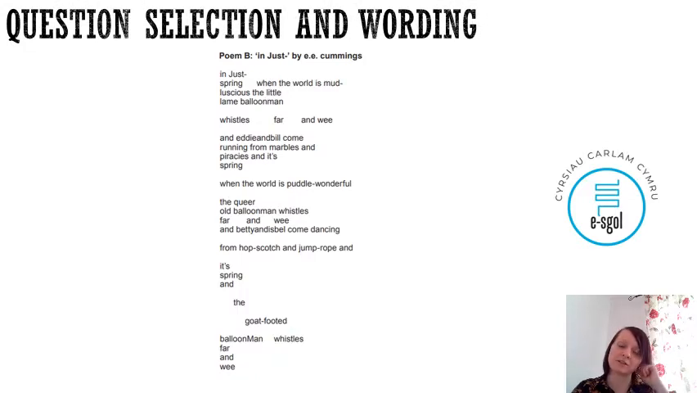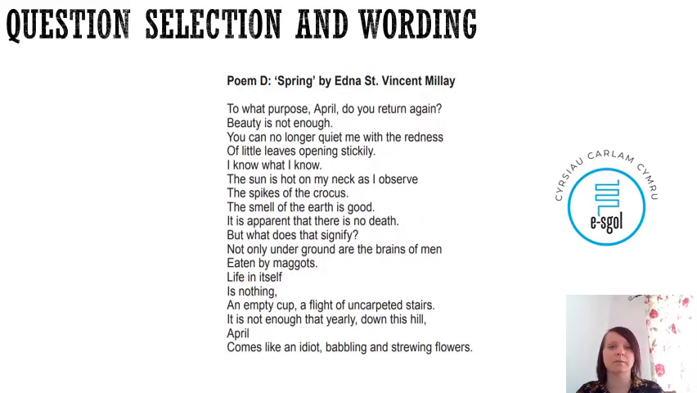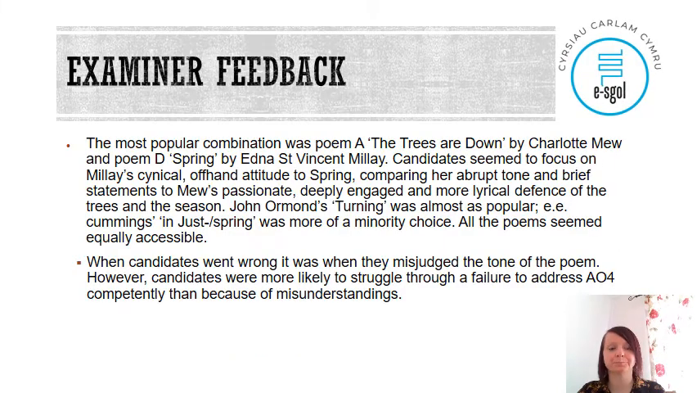You can then choose poem B, In Just by E. E. Cummings, okay? Poem C, Turning by John Ormond, is also an optional poem. And then poem D, Spring by Edna St Vincent Millay. So they're the three options, but like I said, A is the one that must feature. A is the one that you must discuss.